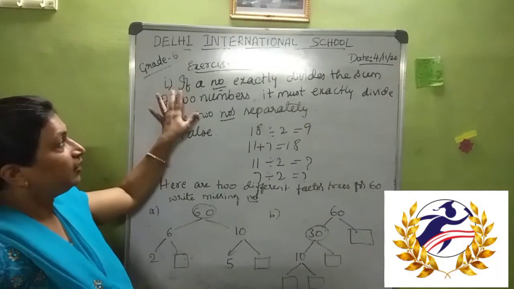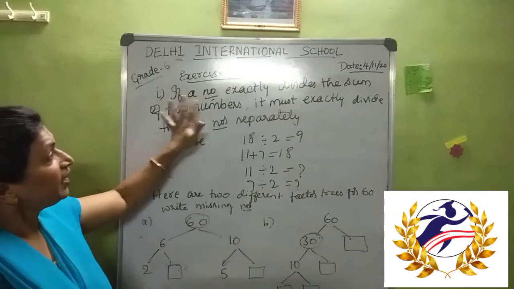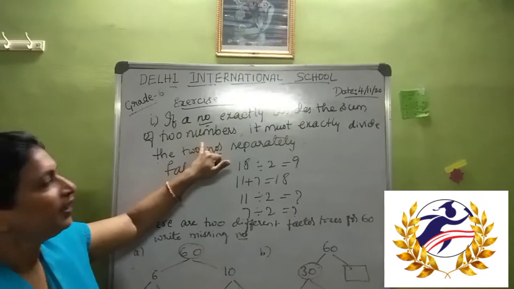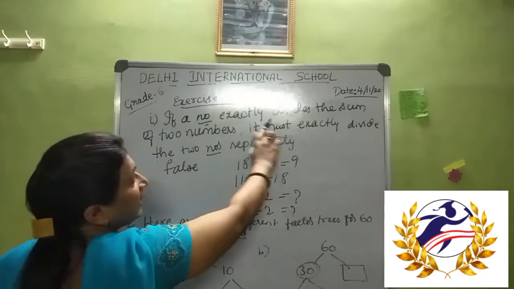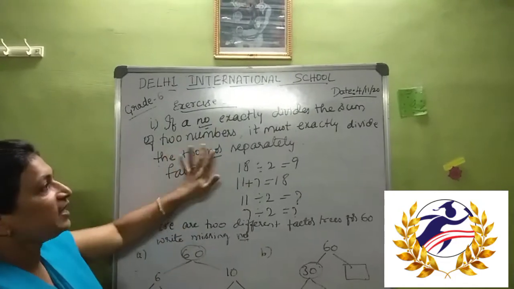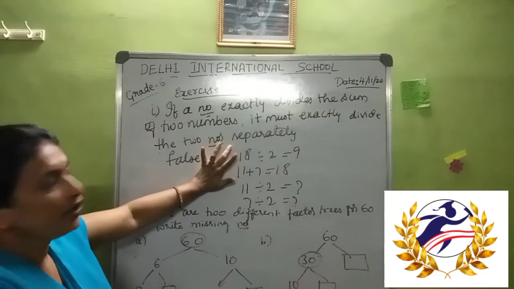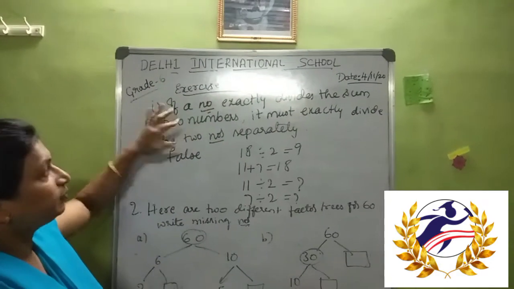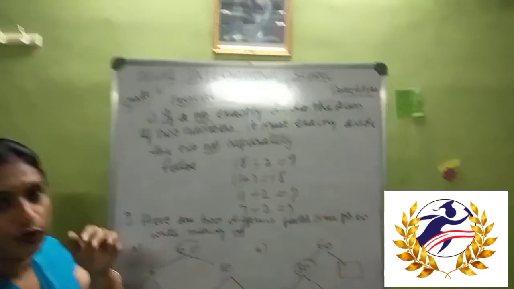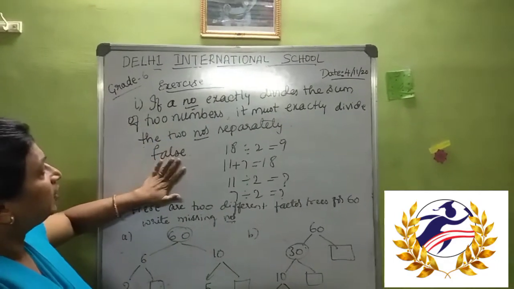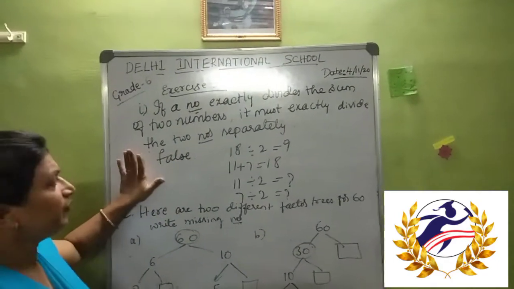In the last problem, if a number exactly divides the sum of two numbers, it must exactly divide the two numbers separately. So whatever we saw in the previous problem, this is exactly the opposite statement. So this is a false statement.